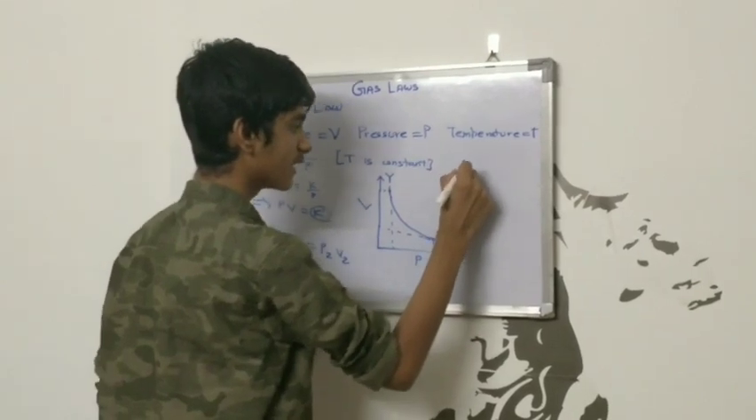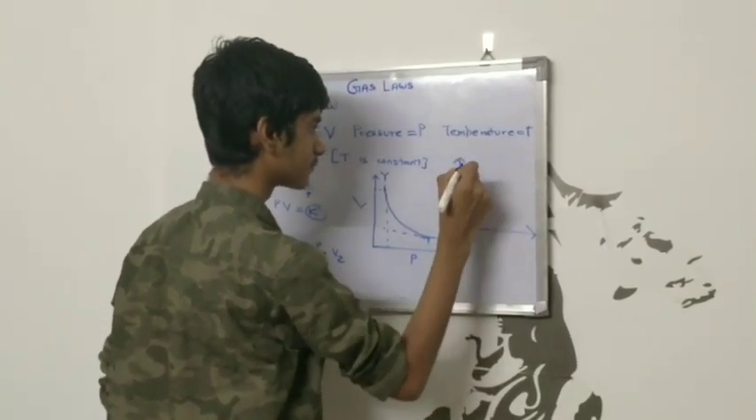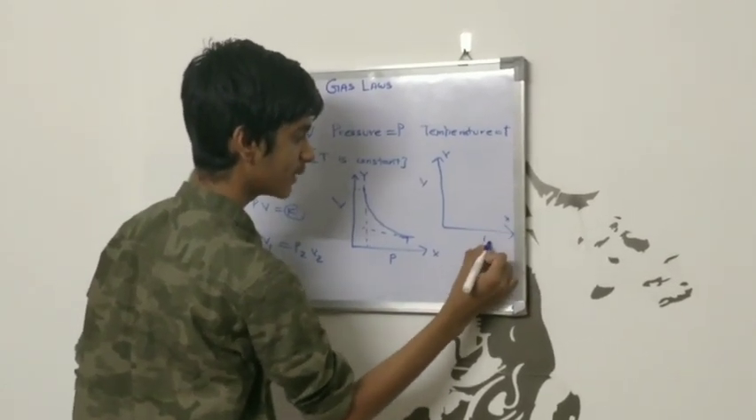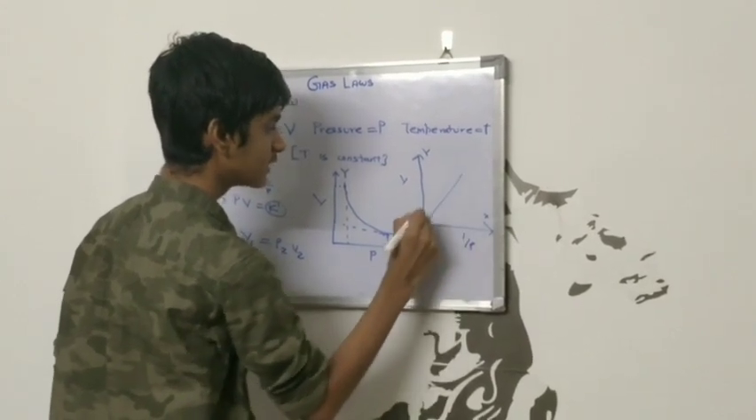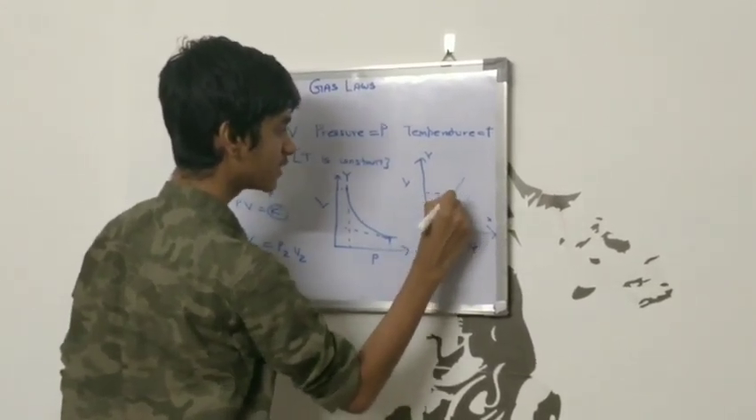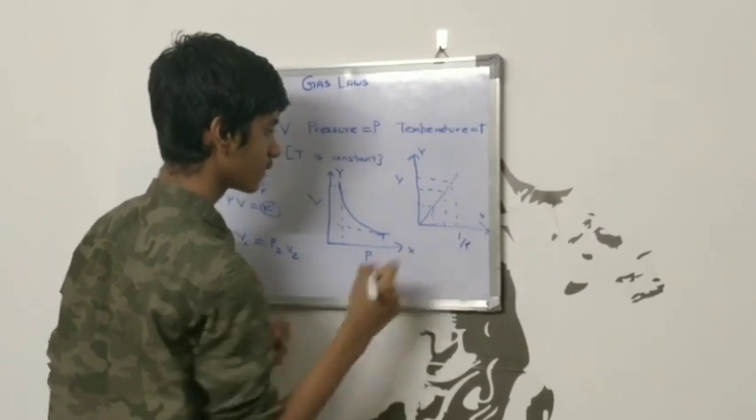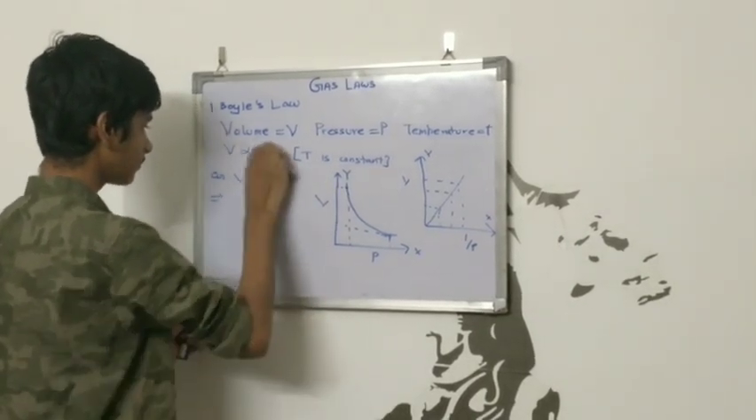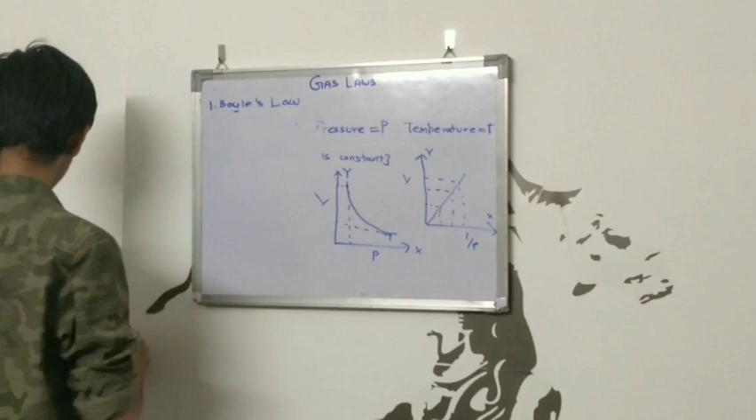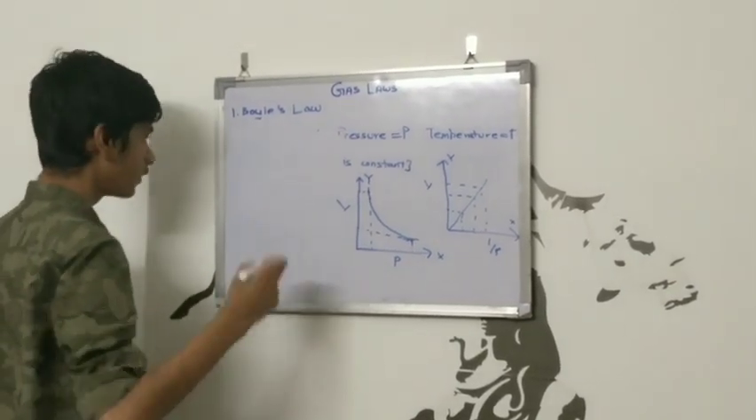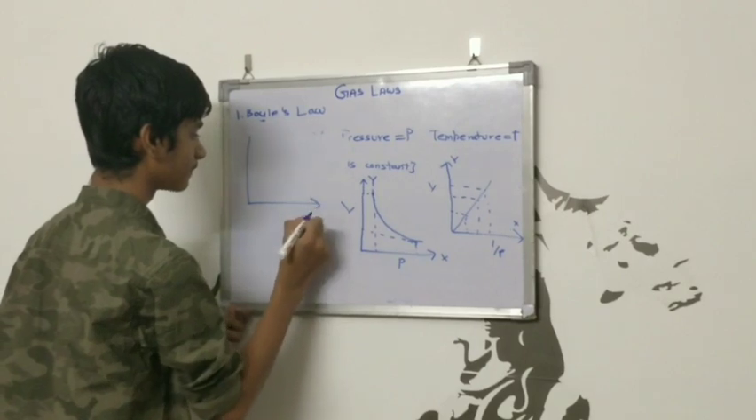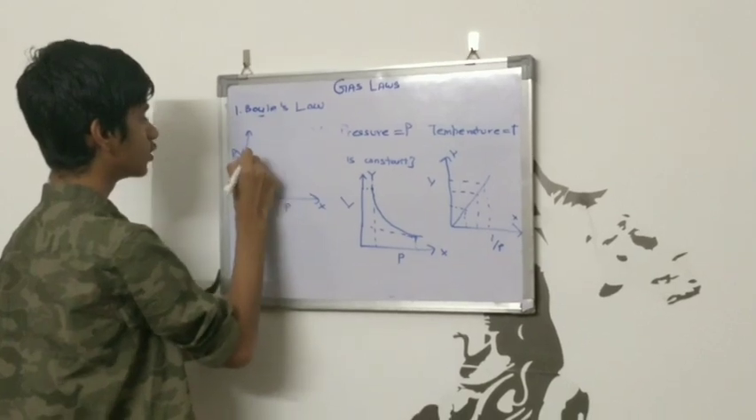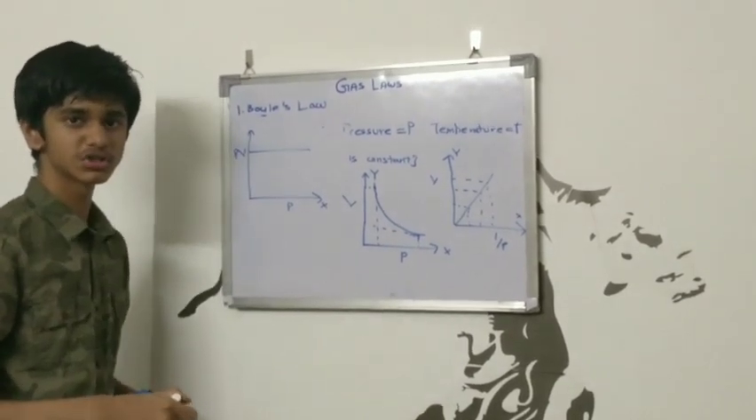It can also be represented as the following graph, in which on the y-axis we have volume and on the x-axis we have 1 by pressure. This graph would be linear, which means that as volume increases, 1 by pressure also increases. This can also be represented in a third type of graph, in which we have pressure on the x-axis and the product of pressure and volume on the y-axis. So this graph would be constant.